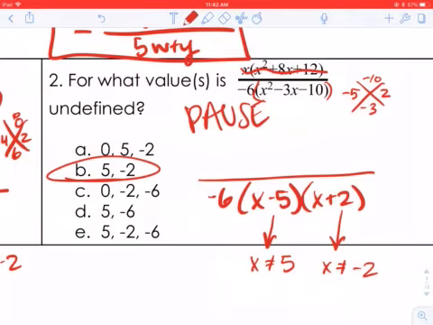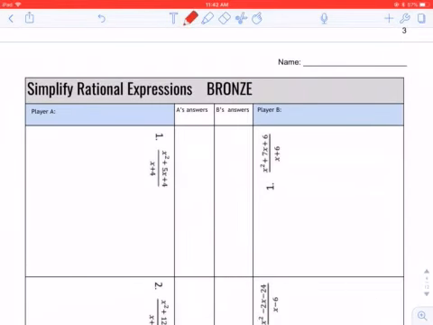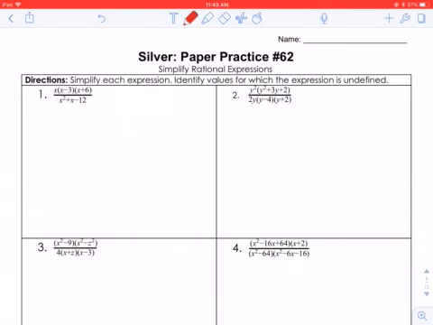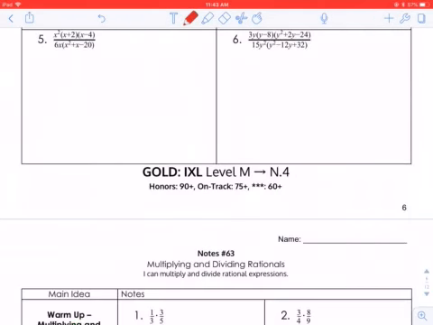Good job, guys. Alright, your bronze is here. You need a partner. You're going to do one. Your partner is going to do the second one. And then you're going to get it checked off by Miss Mac when you're done. That's bronze. Silver is an independent one on page 6. And then gold is your final option here.